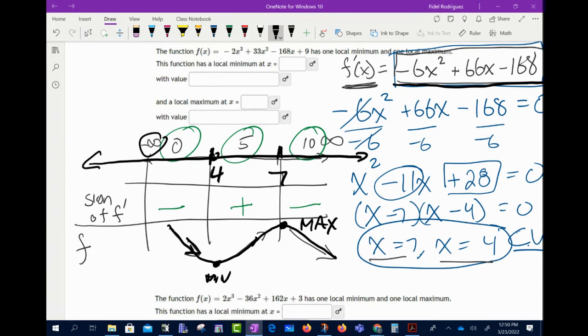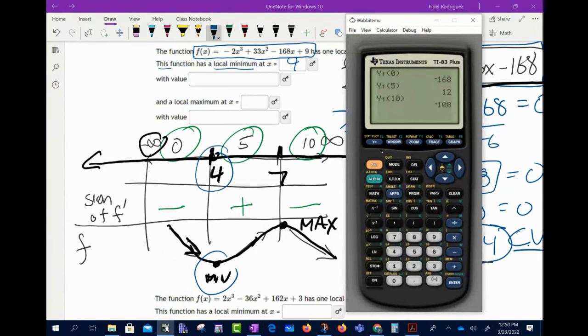Okay? So I want you to think about, now when I look at the directions, it says this function has a local minimum. Where did we say we had a minimum? At what critical value? At 4. Okay? At 4. Now, with the value of what? Well, I don't know yet. What I have to do is come back to the original function, y'all, and plug in what number? Well, at least right now, 4, right? Because that's the one I'm interested in.